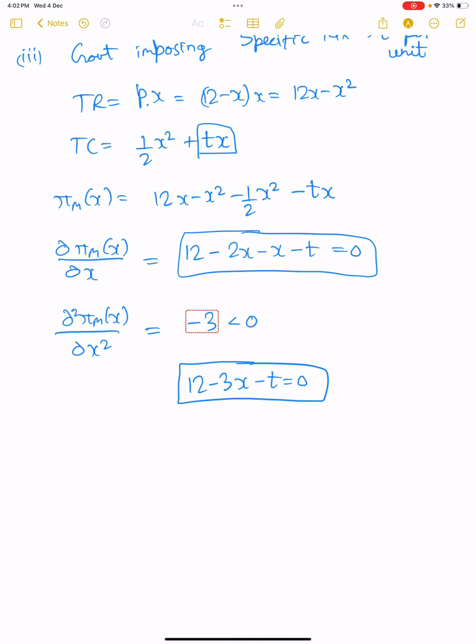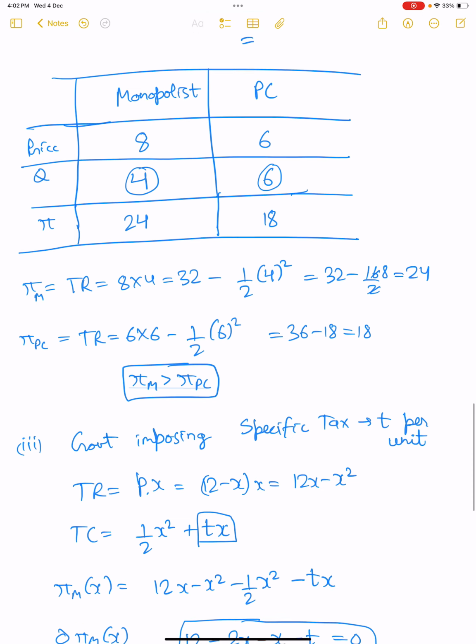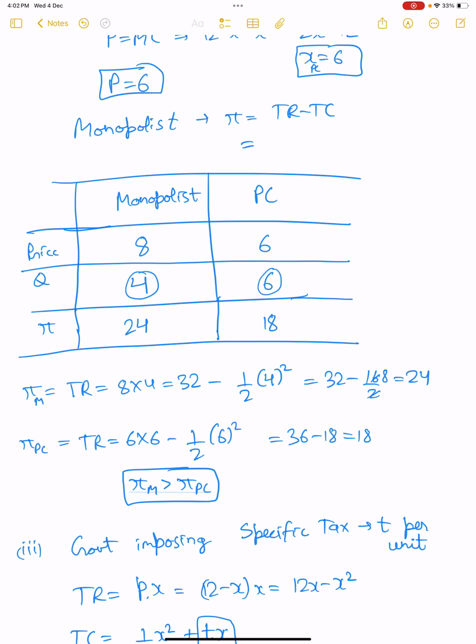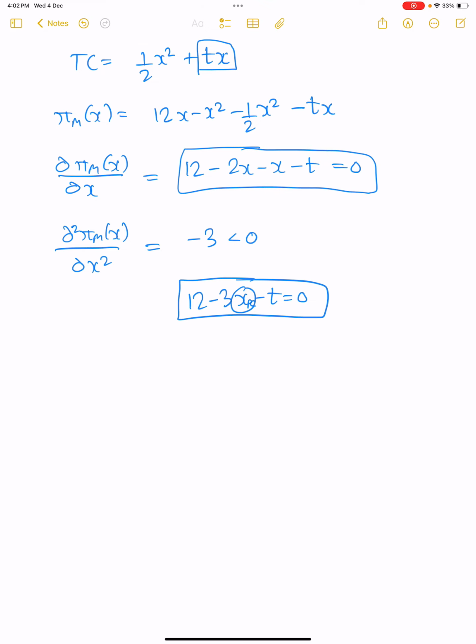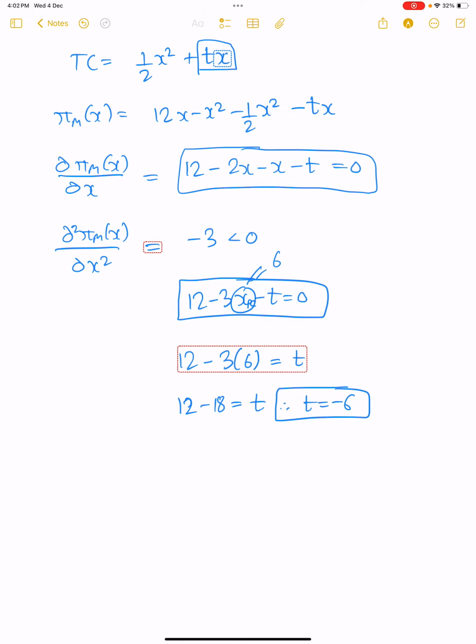Now if we want the monopolist to act as a perfectly competitive firm, we have already seen that the perfectly competitive firm is producing output level 6. So the tax should be such that this output is of a perfectly competitive form. So we can substitute the value we have already gotten, which was 6. So 12 minus 3 into 6 equals t. Now this becomes 12 minus 18 equals t. Therefore t equals minus 6, which means this is not a tax but a subsidy.